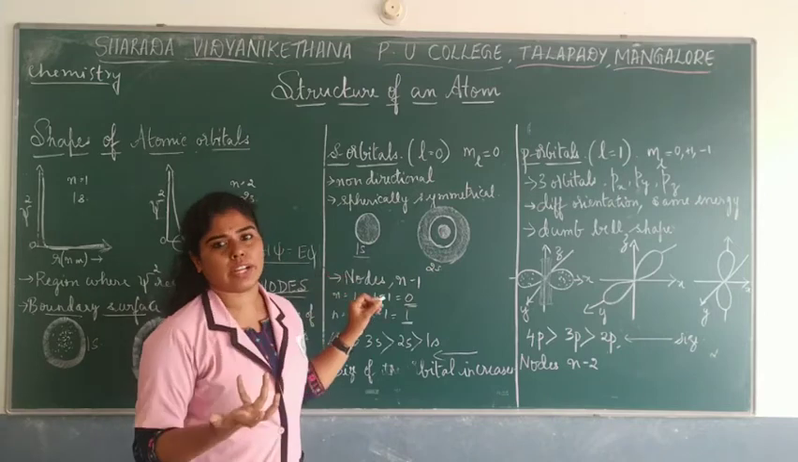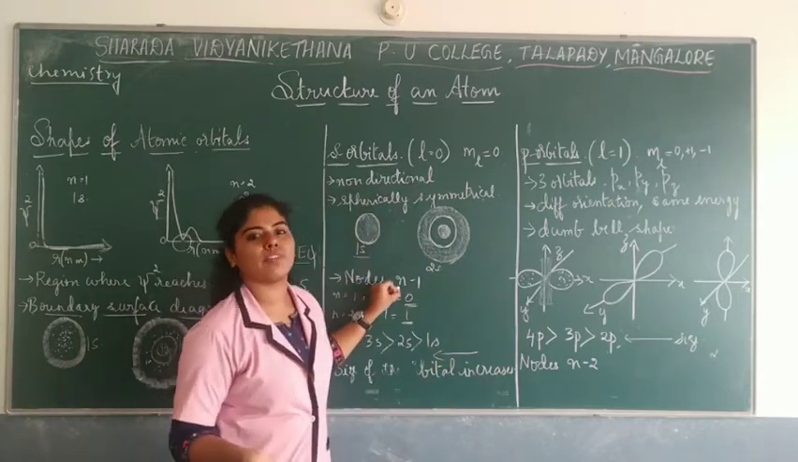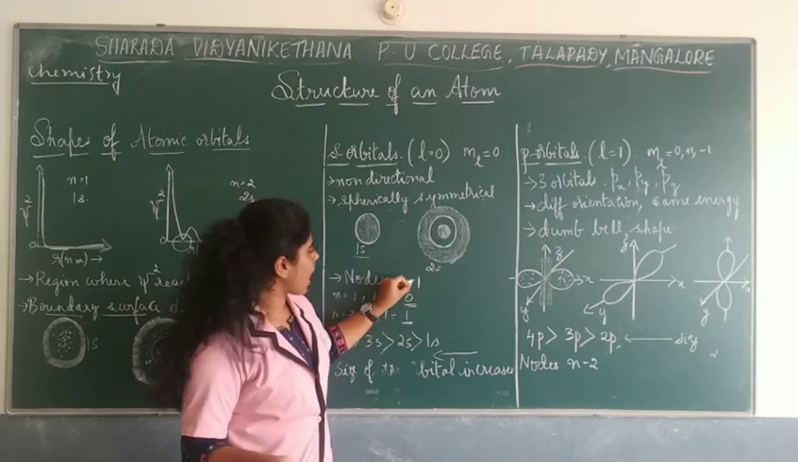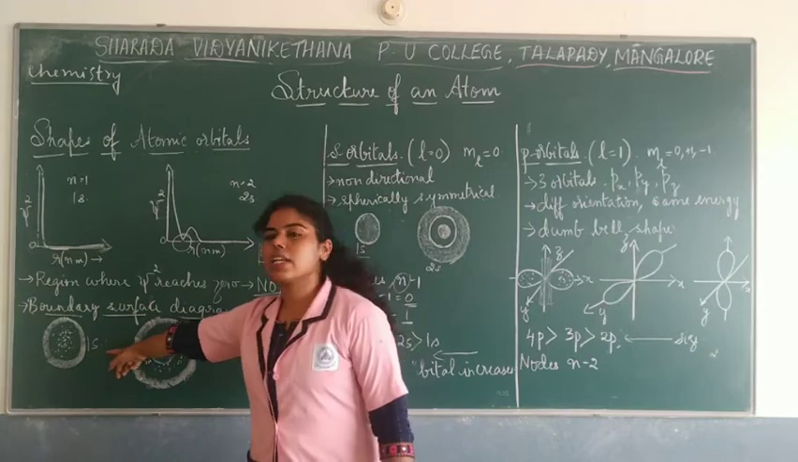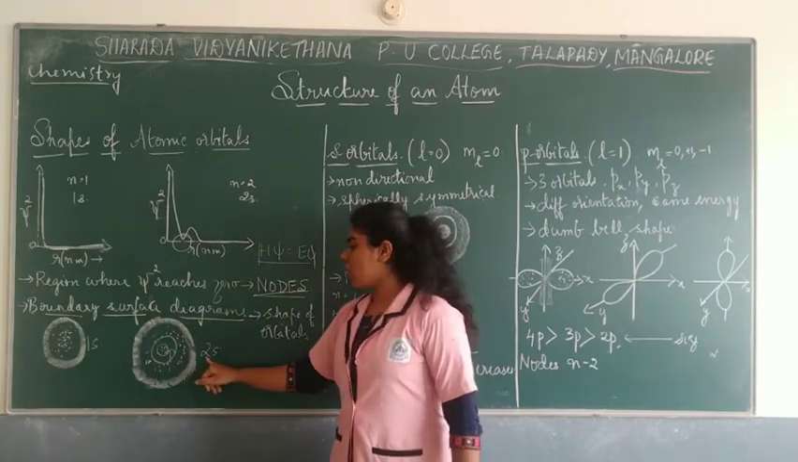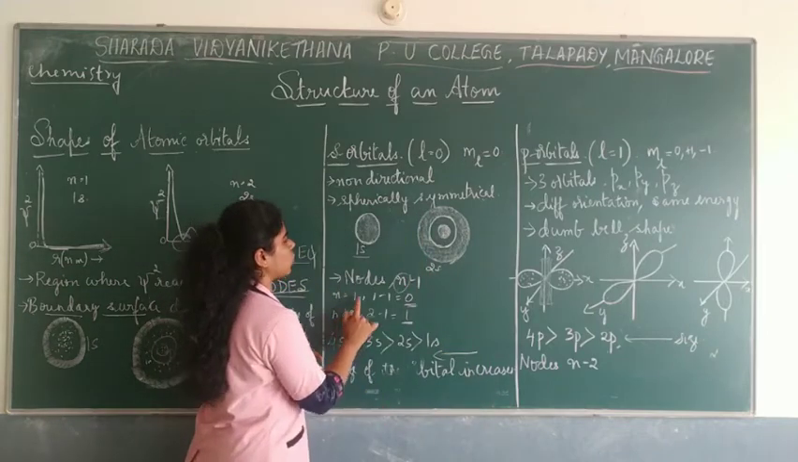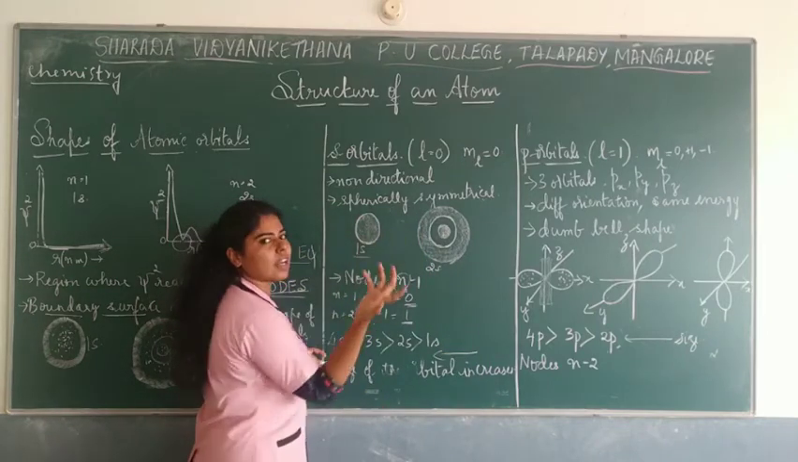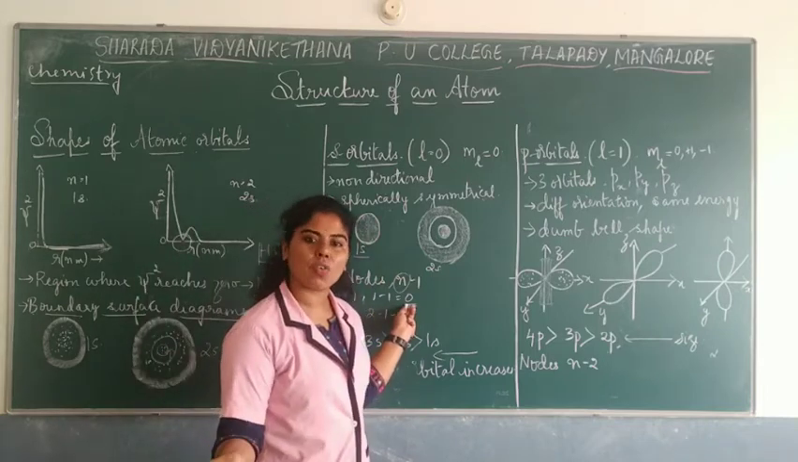So how do you calculate nodes? There is a method to find out the nodes too, which is given by the formula n minus 1, where n is your principal quantum number, the main energy level. Now for 1s, what's n here? It is 1 itself. If it is 2s, n is equal to 2. So if you are calculating for n equal to 1, are there any nodes here? No. So 1 minus 1 is 0. So it has 0 nodes.